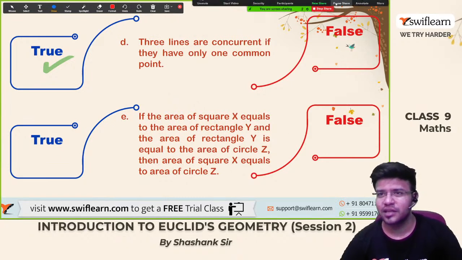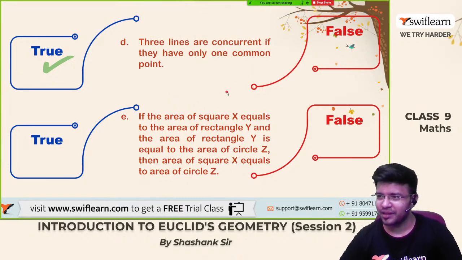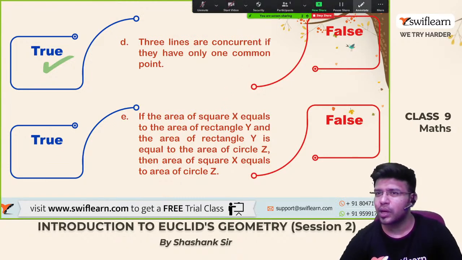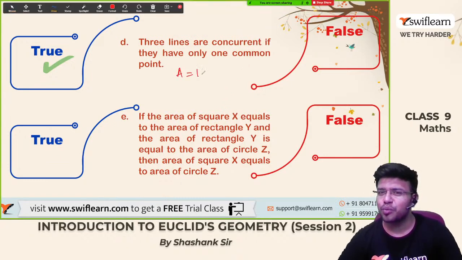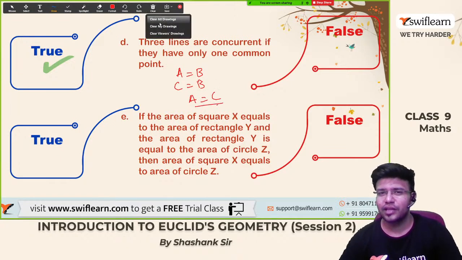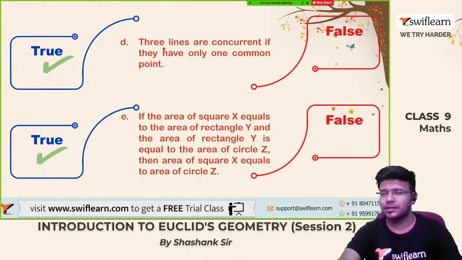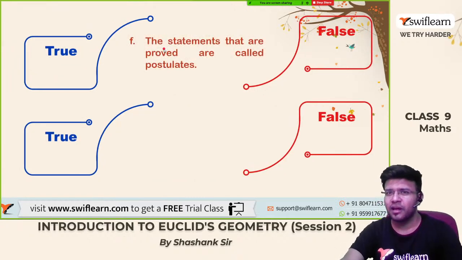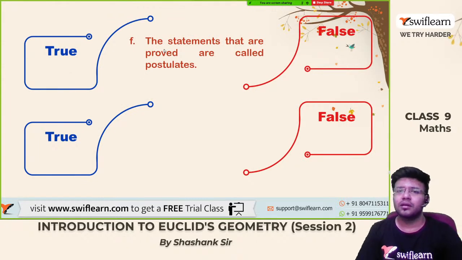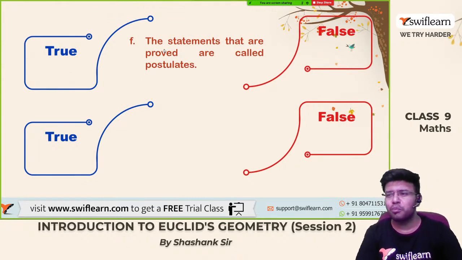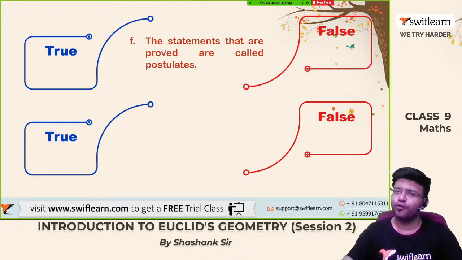What is the first axiom? If two things are equal to the same thing, then those things are also equal. Like this, if A is equal to B and if C is equal to B, then what can we say? We can say A is equal to C. So what is the answer? The answer is true. Yes. Next question. Find: statements that are provided are called postulates. Is it true or false?